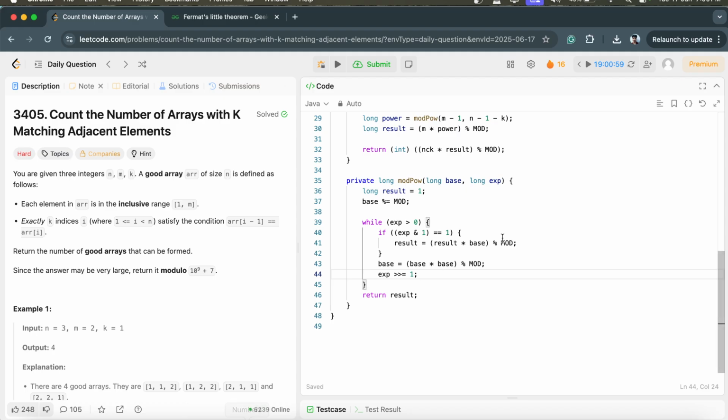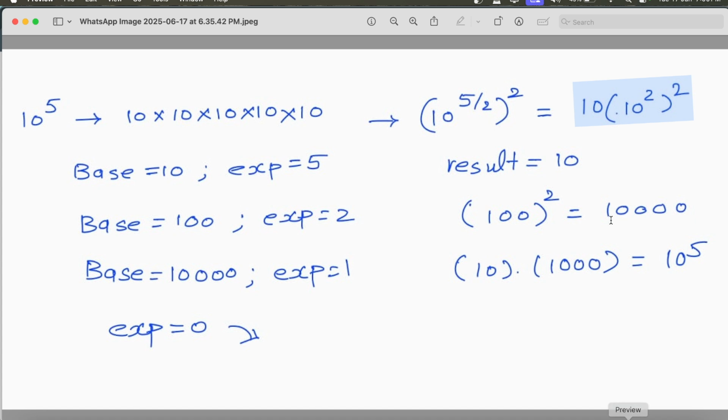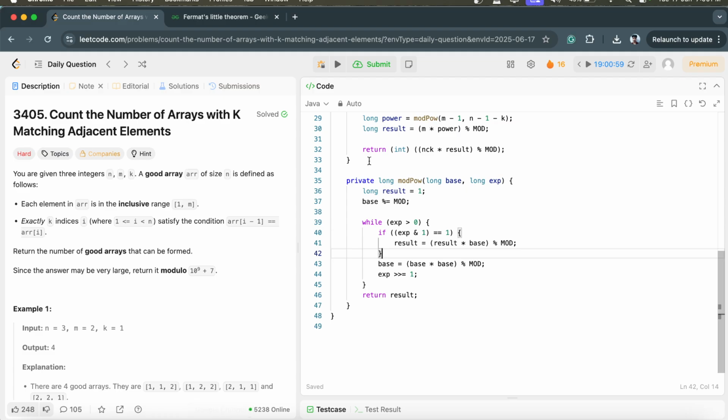If it was not an odd number, we wouldn't have gone into this condition, but the number was odd. So whatever the value that we got at the top, this 10, I bring outside. This way we can also represent the same thing. So it is basically 10 into 10 to the power of 2 to the power of 2. This way we can represent this one. So the result is updated to 10 into 1. Previously the result was 1.